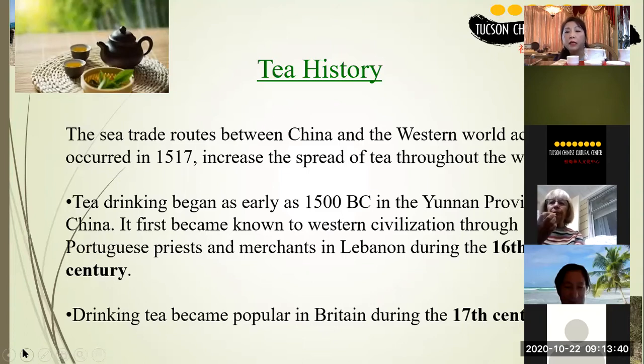Tea drinking began as early as 15 BC in Yunnan province. Yunnan province is in southwest China, close to Thailand, those areas. It starts there. And it first became known to Western civilization through the Portuguese priests and merchants in Lebanon during the 16th century. That's how they found out. And then England, not until 100 years later, in the 17th century, it went into England.